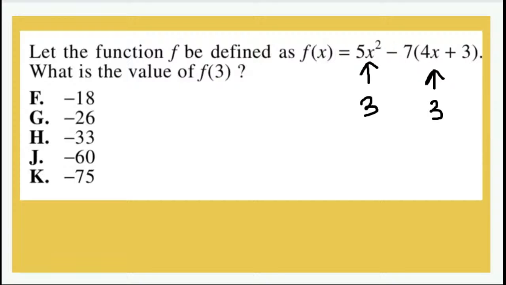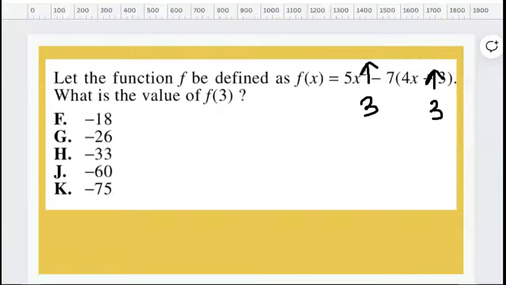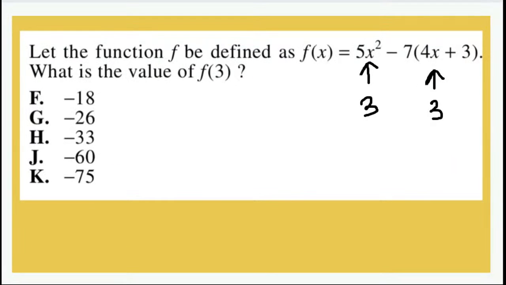So let's jump back over to the calculator one last time for today's live, and we are going to work this out. Let me just copy this down so I can see it when I get to the other screen. 5x squared minus 7 times 4x plus 3.